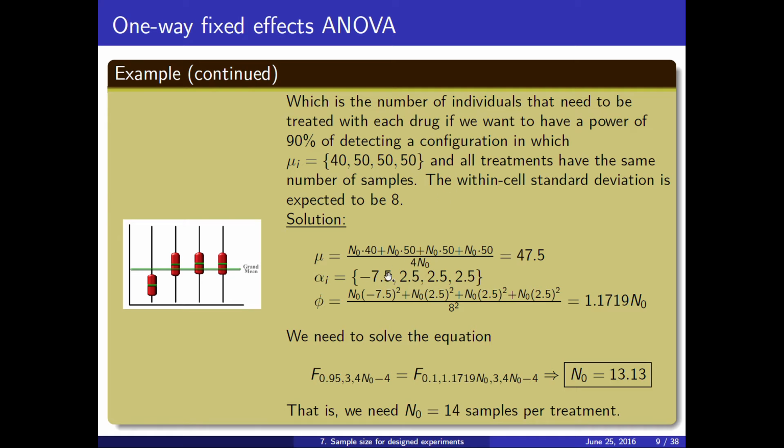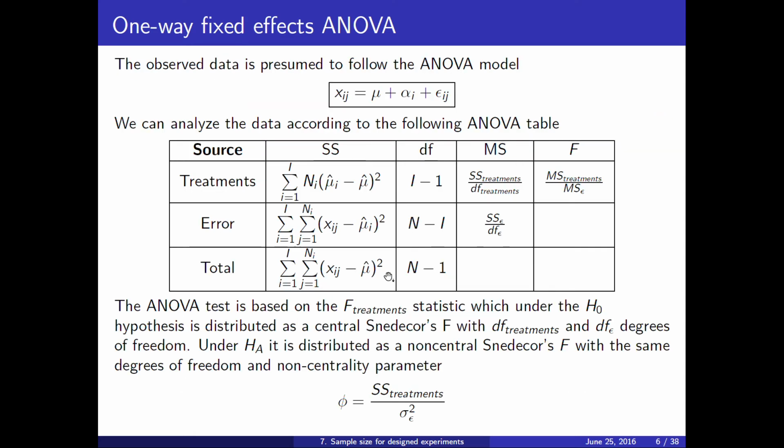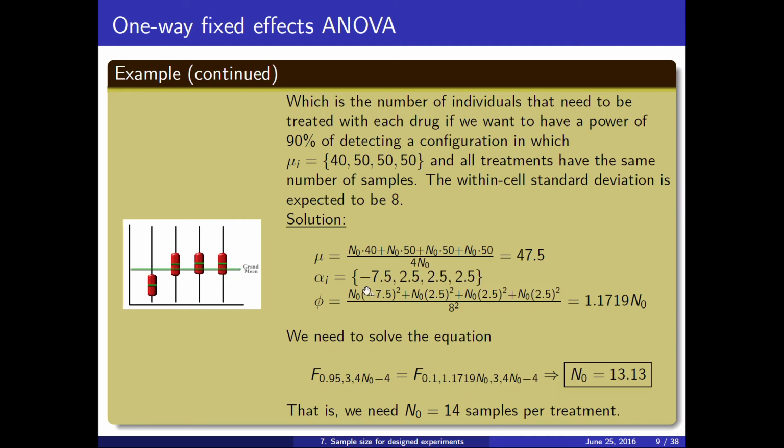Now we can compute the non-centrality parameter. The non-centrality parameter is the sum of squares of the treatments divided by the variance of the residuals. What is the sum of squares of the treatments? We will have n0 individuals in the first group, but the first group has this alpha, so it will be n0 alpha squared, and then the same for the other groups, divided by sigma squared. So here we have 1.17 n0.